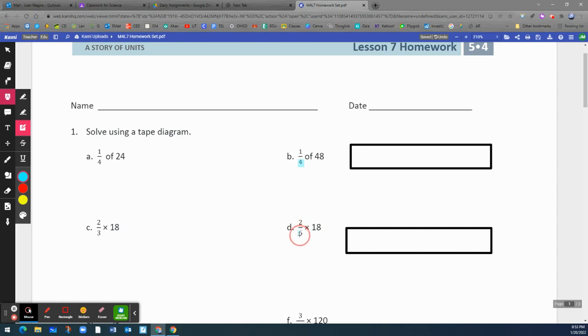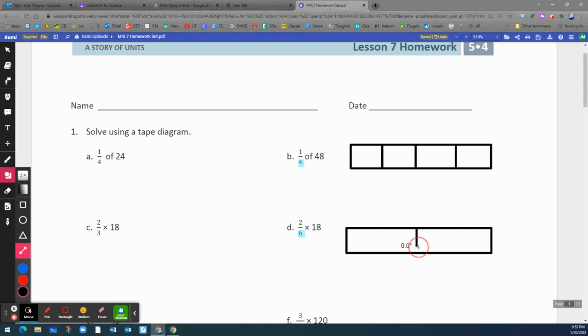For example, look at D. That one is going to be 6 parts of the whole, and B is going to be 4 parts of the whole. So let me get right to it, and I'm going to use my line. So this one says that I need to have 4 parts, okay? Now, let me do the second one. The second one is 6 parts.